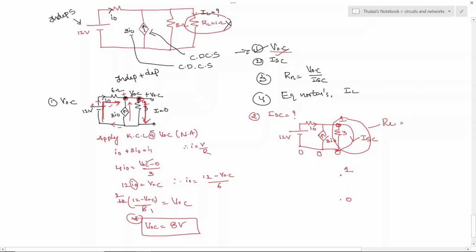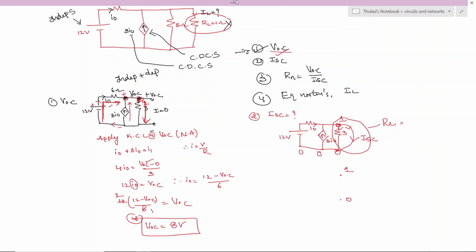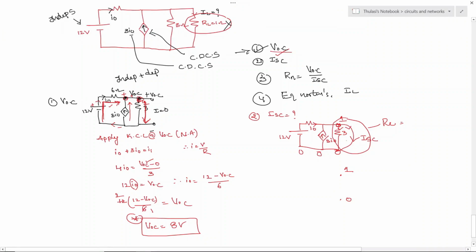R equivalent is equal to, you can see here these two branches are connected in parallel. So R equivalent is equal to the product of resistance, 3 into 0, divided by 3 plus 0. Since the numerator is 0, R equivalent is equal to 0. Now this branch also has R equivalent equal to 0, and the current that flows is the I short circuit current, at the same node.